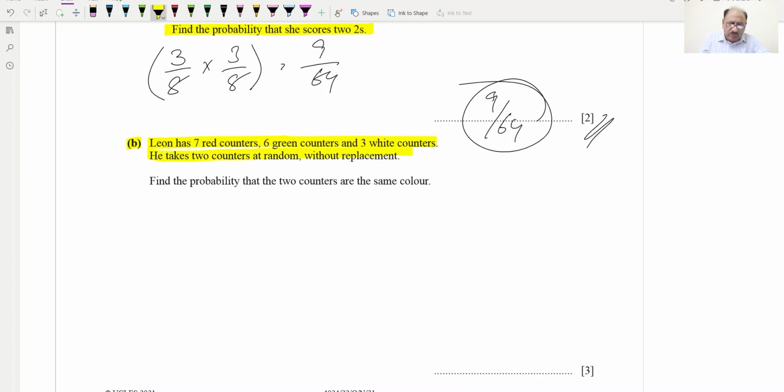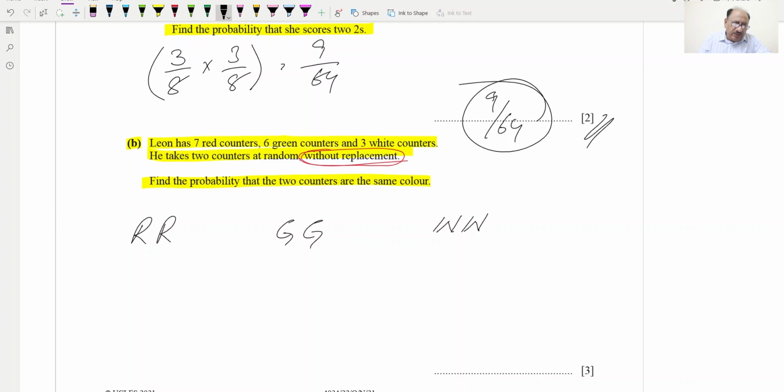Now next, B part. Leon has 7 red, 6 green counters and 3 white counters. He takes 2 counters at random without replacement. Keep in mind, without replacement, this is important. So find the probability that the 2 counters are the same color. So what can be the same colors? Same colors can be red, red, green, green, or white and white.